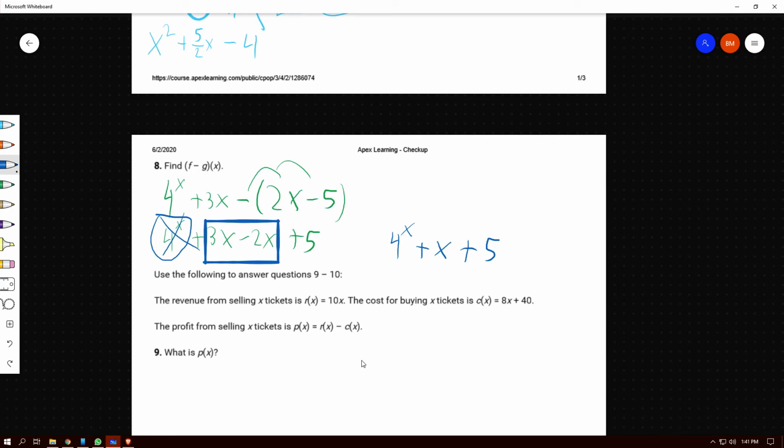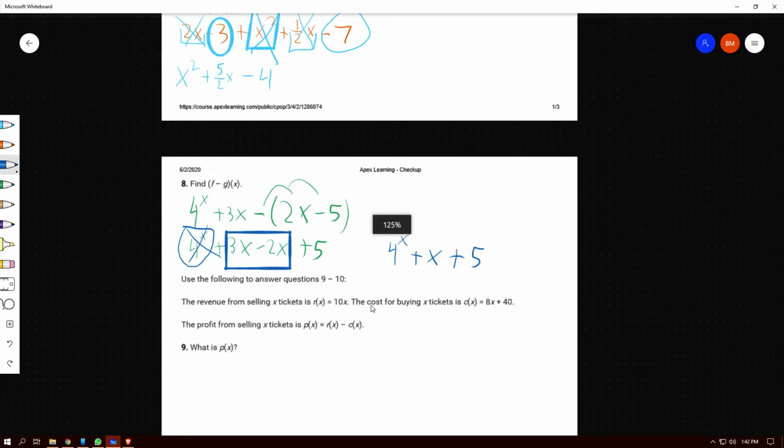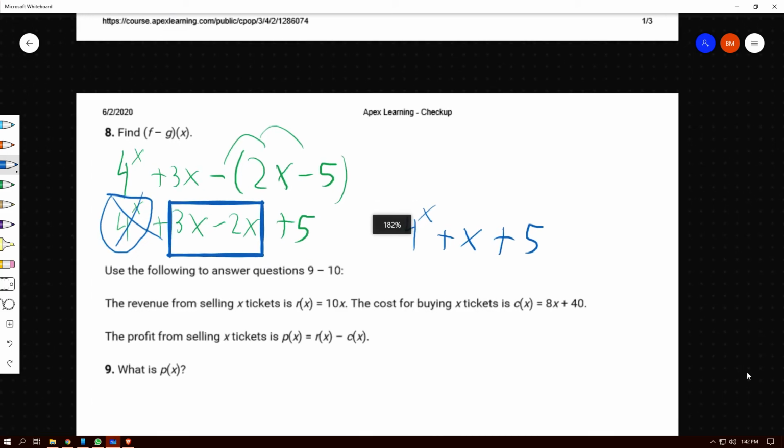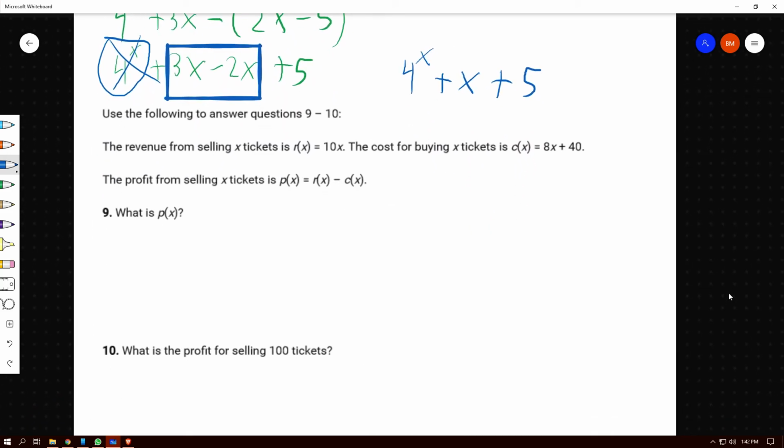Alright, so question 9 and 10 is starting to add some words to it, but that doesn't matter. Our steps haven't changed. We're cool. So, let me do that. Alright. The revenue from selling X tickets is R of X, right? R stands for revenue. X is the number of tickets. And that's equal to 10 times X. So what they're saying is that their revenue is equal to 10 times the number of tickets. So that would make me assume that each ticket costs $10.